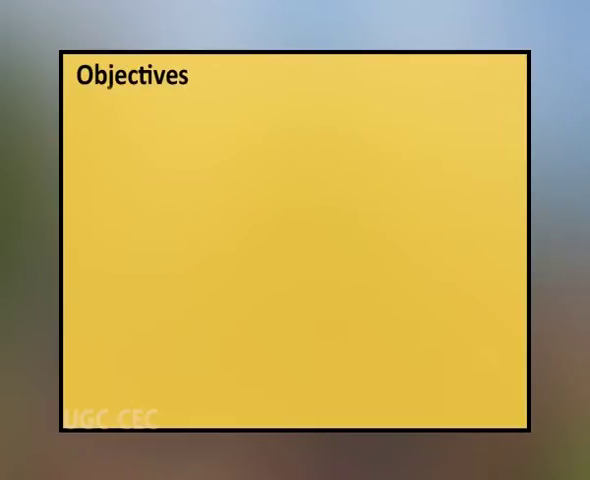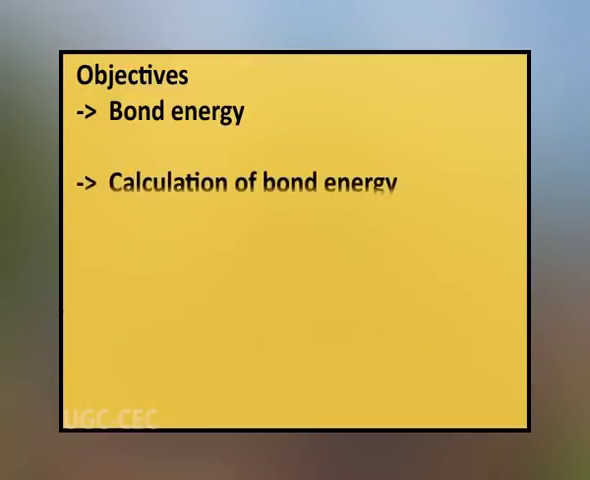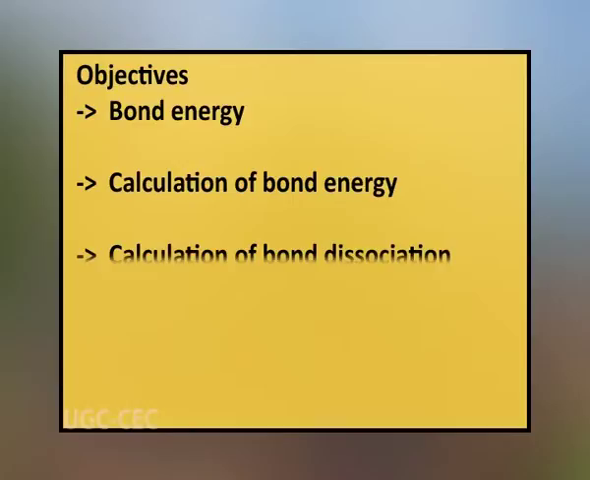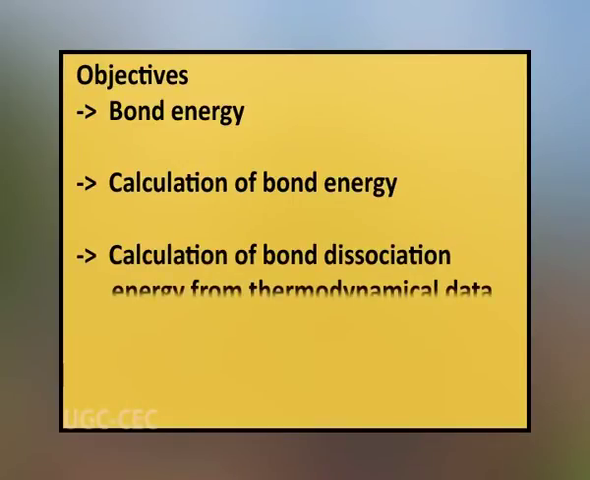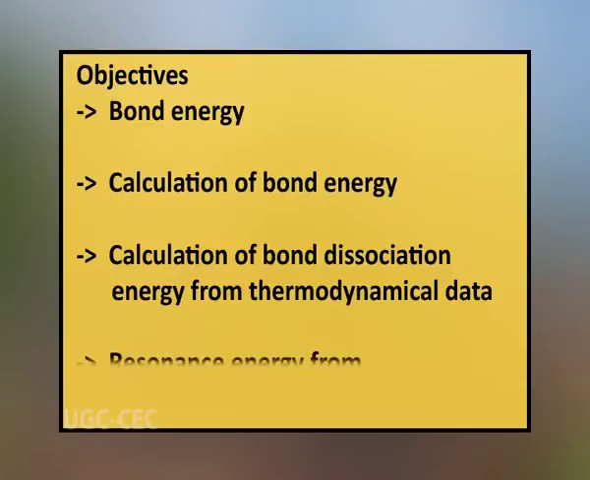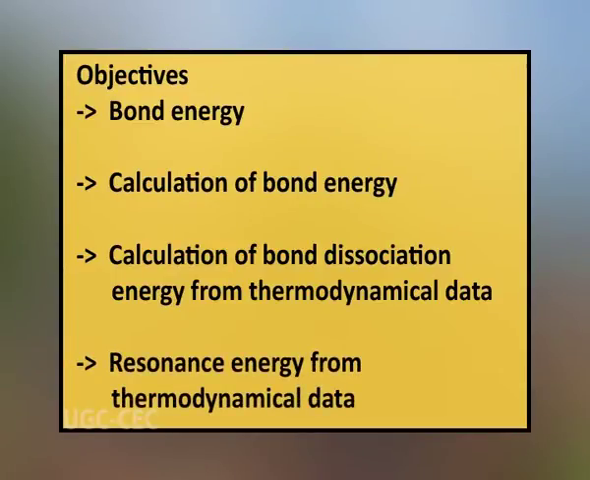Now let us first have a look at the main objectives of today's deliberation. Number first, to understand the concept of bond energy. Number second, to explain calculation of bond energy. Number third, we shall be explaining the calculation of bond dissociation energy from thermodynamical data, and finally calculating resonance energy from thermodynamical data.